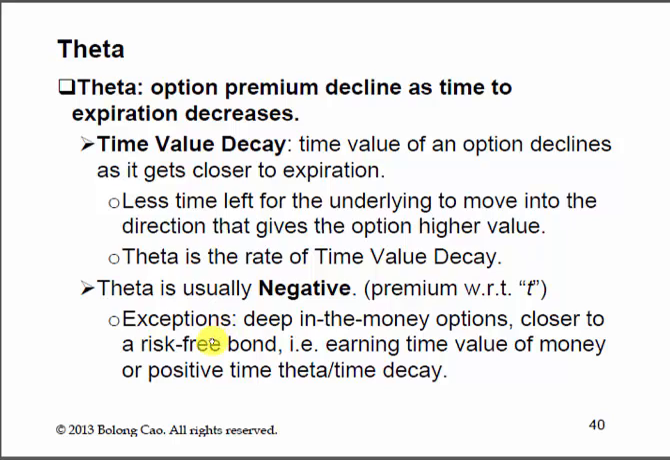There are exceptions to the negative time value decay. For deep in-the-money options, those options can be closer to a risk-free bond. Then it can earn the time value of money. In other words, it will have a positive theta or positive time decay.